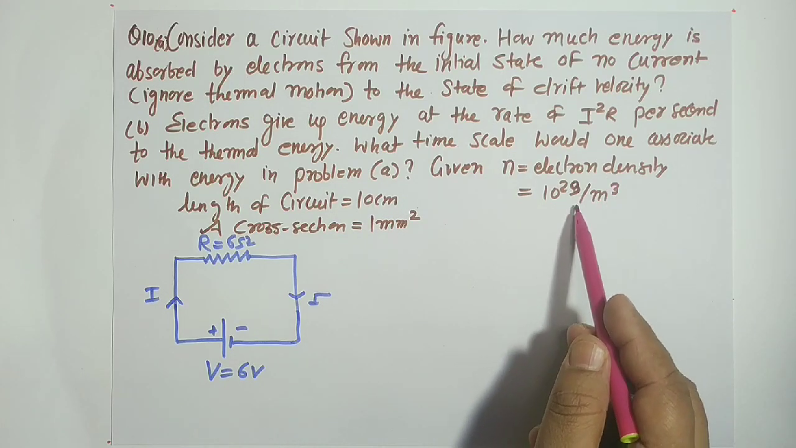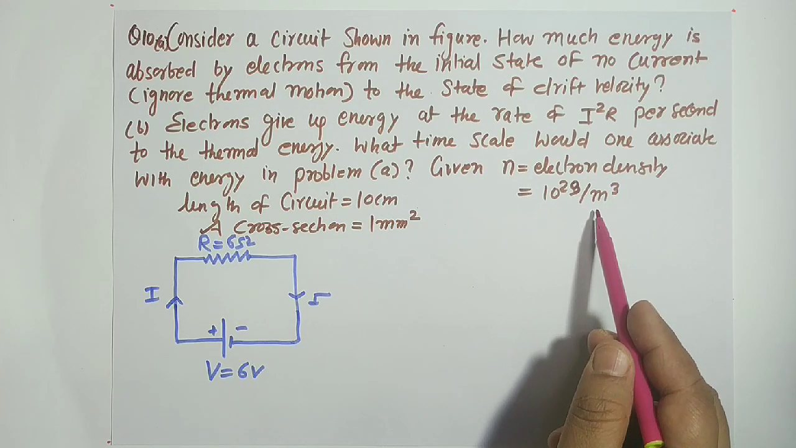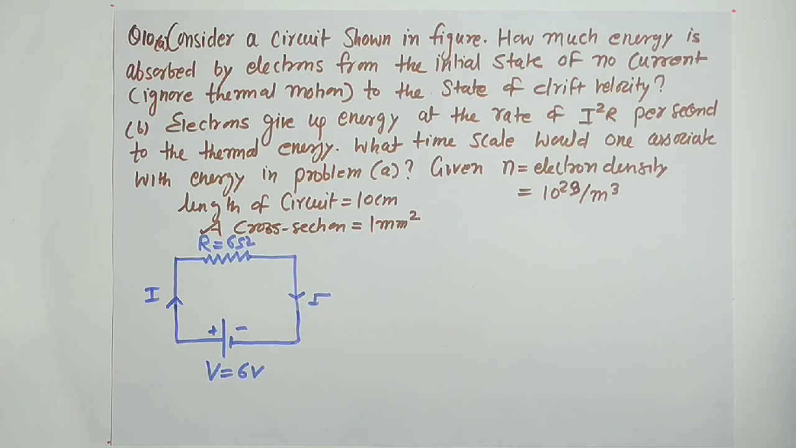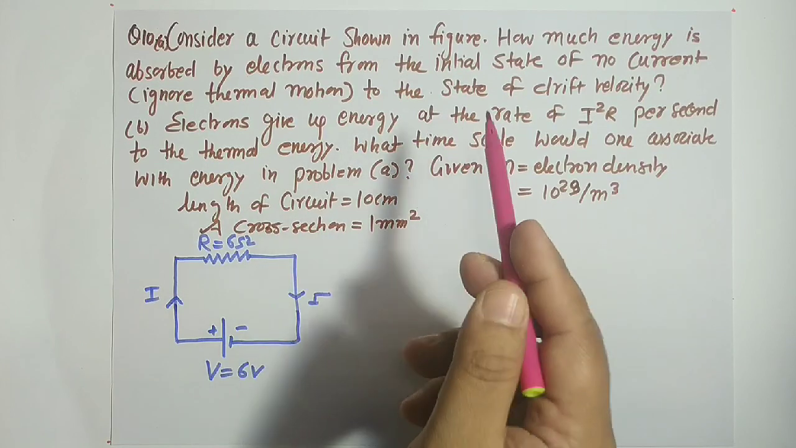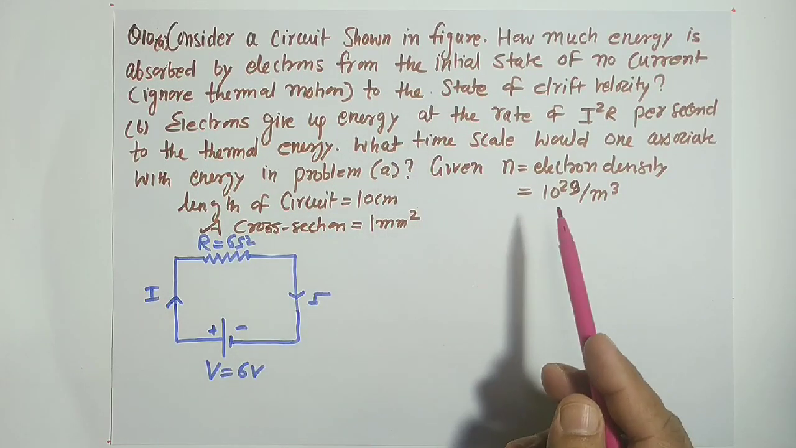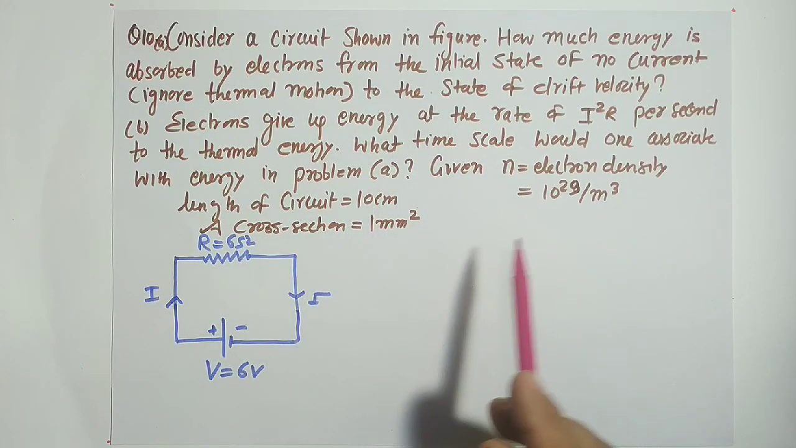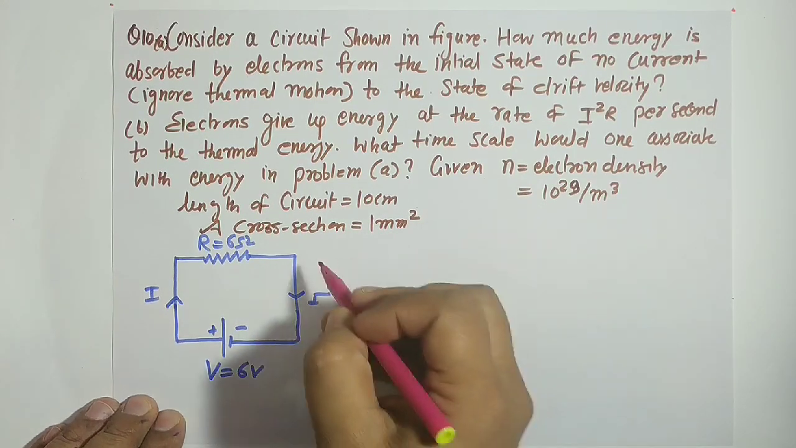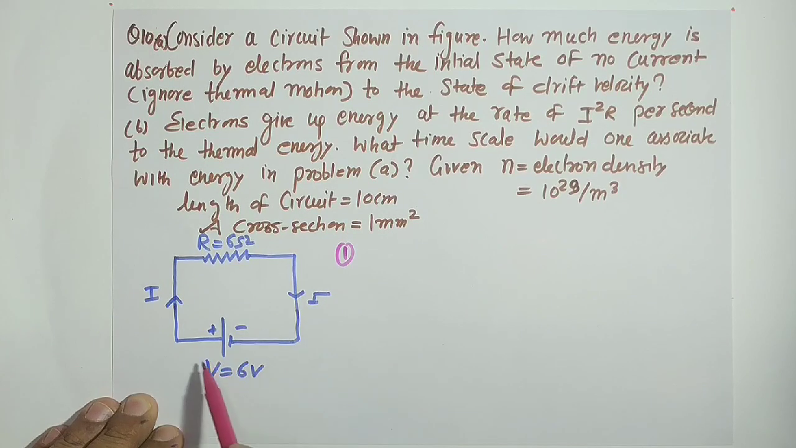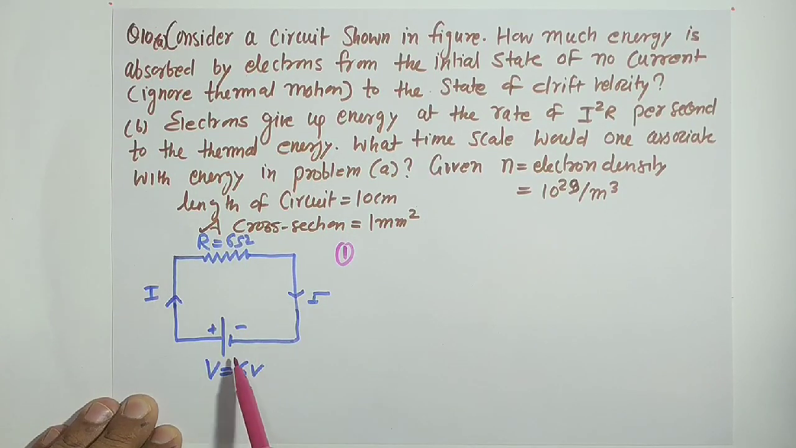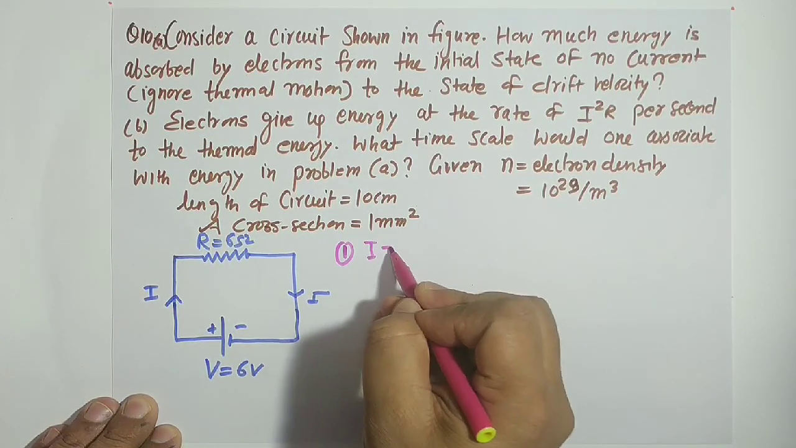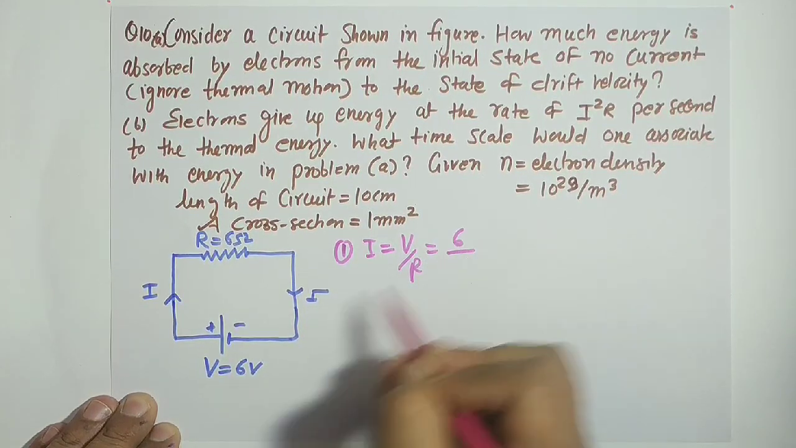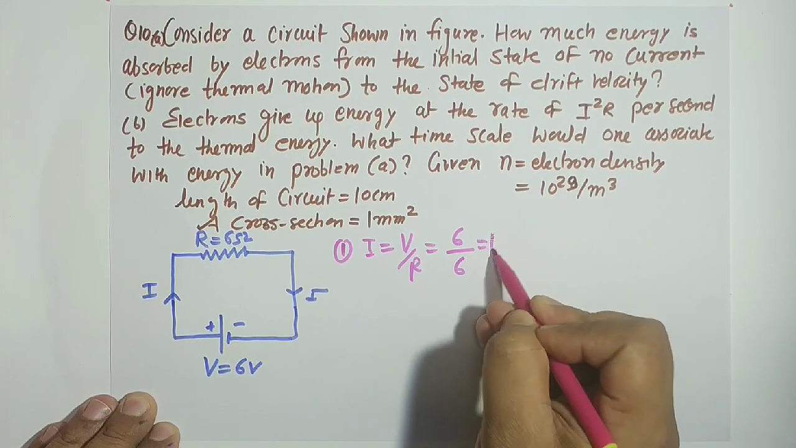You have been given an electron density. I think all of you know, number of electrons per unit volume, length of the circuit and area of cross section. So you have to first calculate the energy and then you have to calculate the time. Okay. So for that, if you see this circuit, we can find out the current. I is simply what? V by R. So I can put 6 upon the resistance, which is 6. The current is 1 ampere.